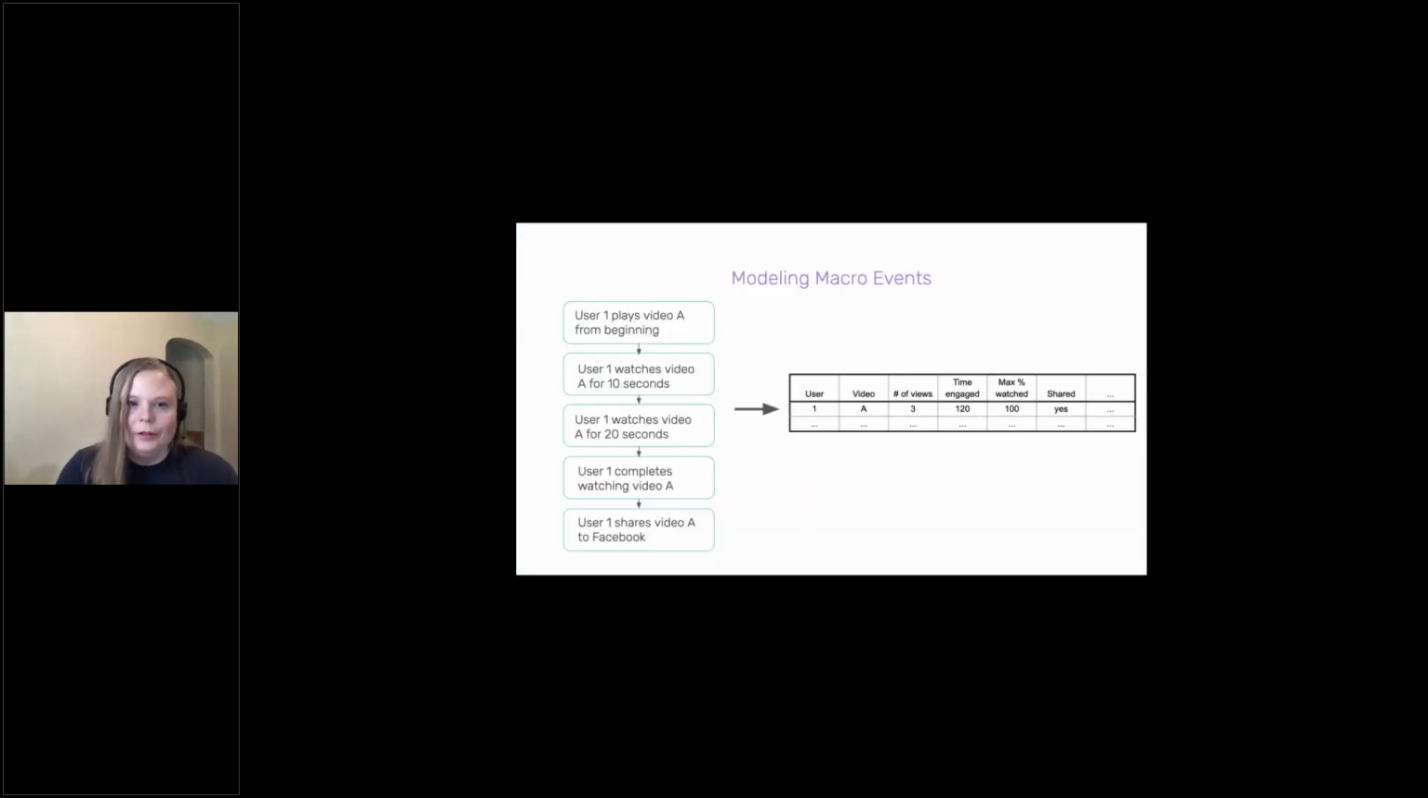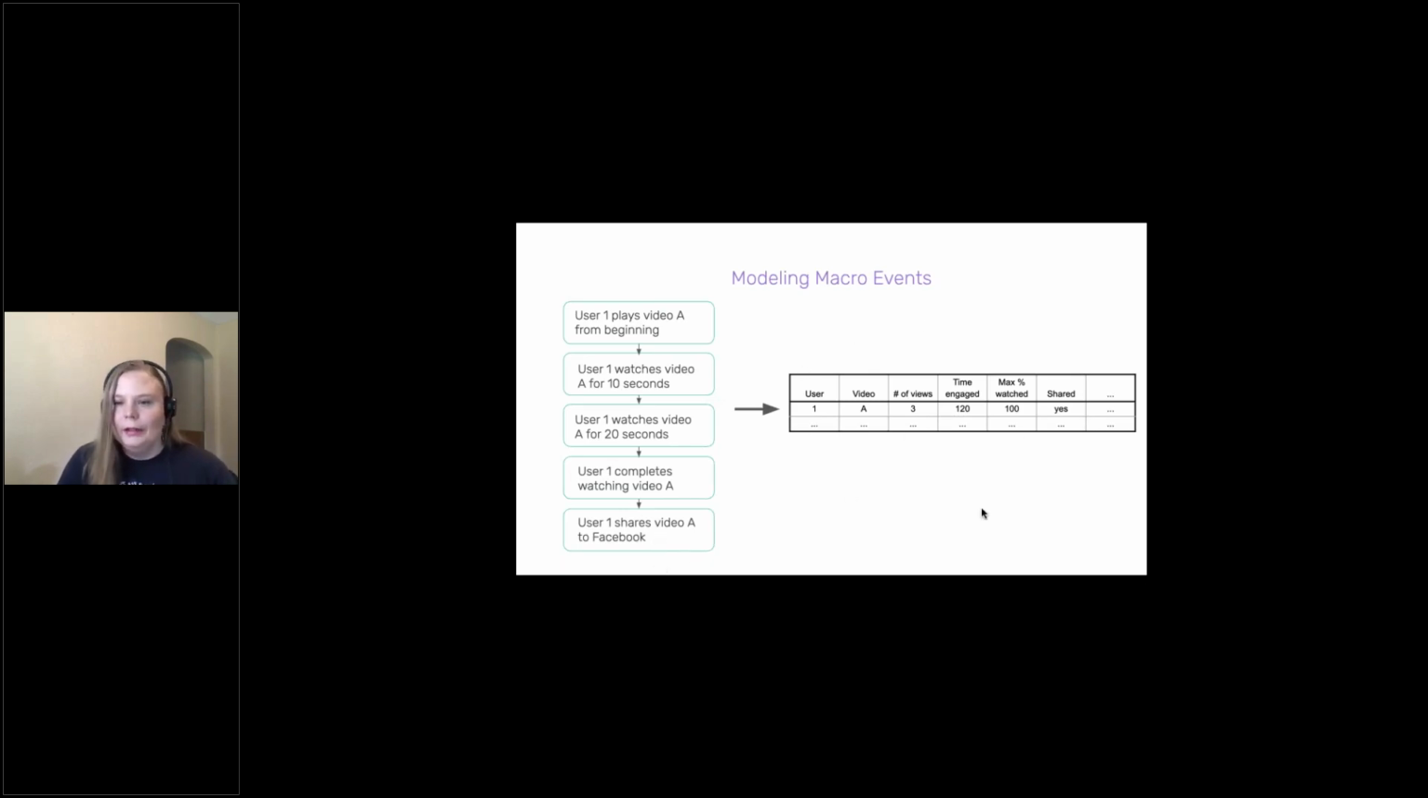So modeling macro events. Macro events are made up of micro events. For example, if we are a media company, we might want to understand how individual users interact with individual items of video content. So if we look at the example over here, we've modeled an event stream that describes all the micro interactions that a user has with a particular video. We made it into a summary table. So we have user one that plays video A from the beginning. They watch 10 seconds of it, pause, maybe do something else. Then they watch the same video for another 20 seconds, pause, do something else. Then complete watching the video, and after they've seen everything, they decide to share it on Facebook.